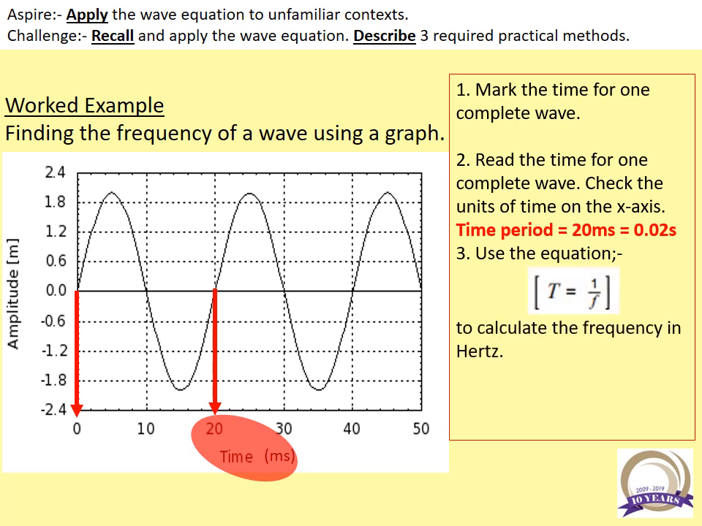Use the equation: time is 1 over frequency. That formula is given in the exam. So we're going to calculate the frequency. Time 0.02 is 1 divided by f, so f is going to be 1 divided by 0.02, so 50 hertz. Just a link to electricity there: 50 hertz is the frequency of AC electricity that we get from the national grid through a mains socket.